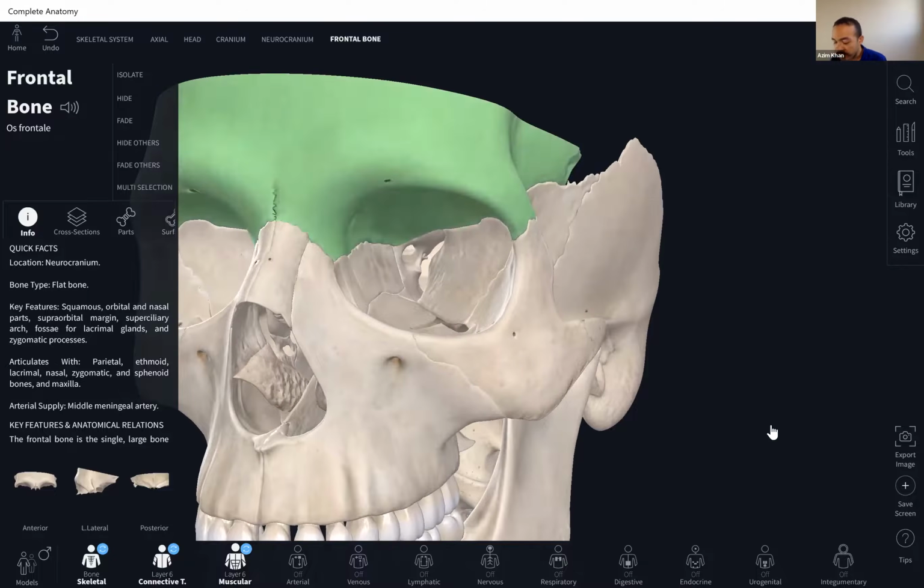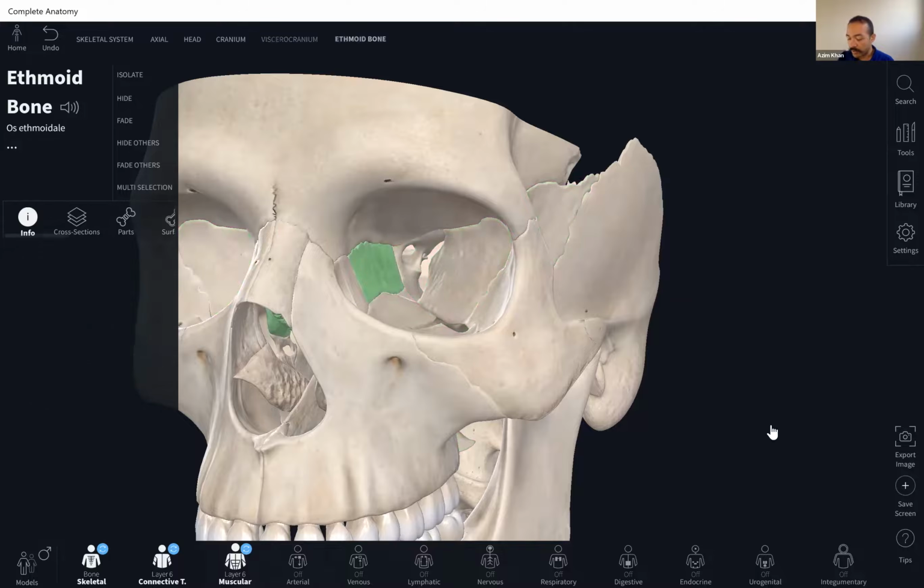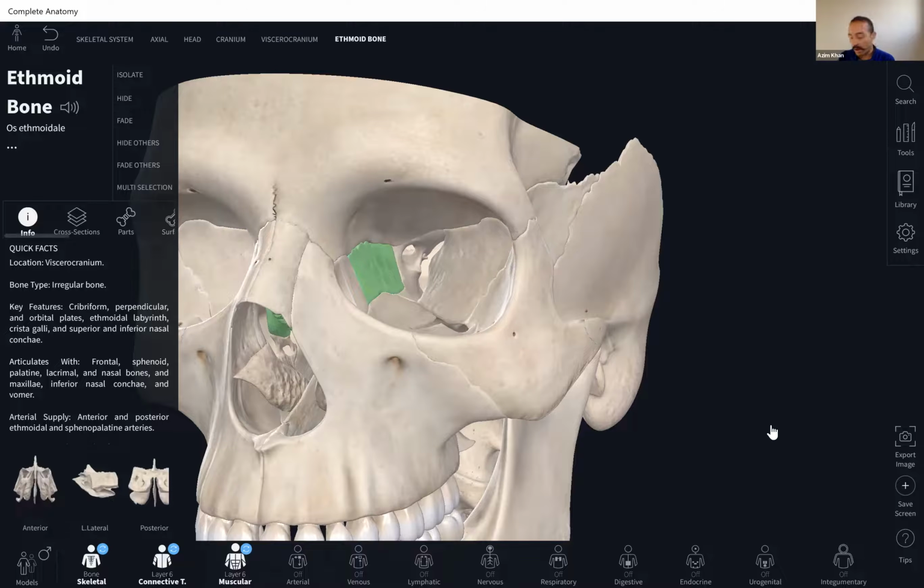Similarly, the sphenoid, which is very far back, also forms the posterior portion of the bony orbit. The ethmoid also forms part of the bony orbit, and these three are all part of the paranasal sinuses.